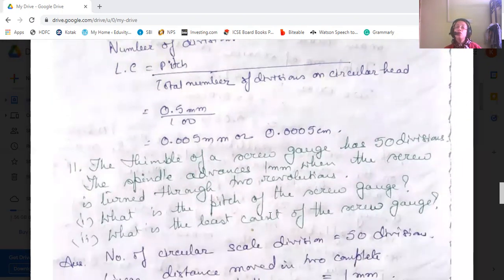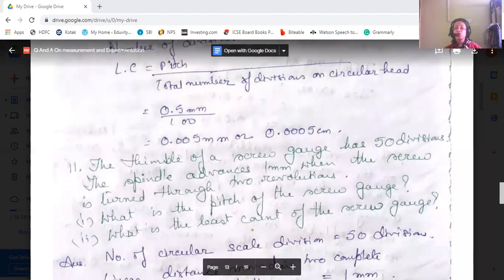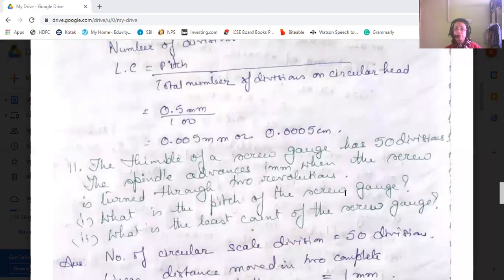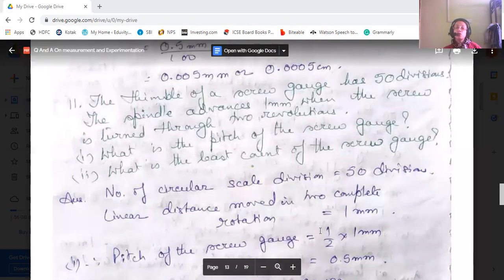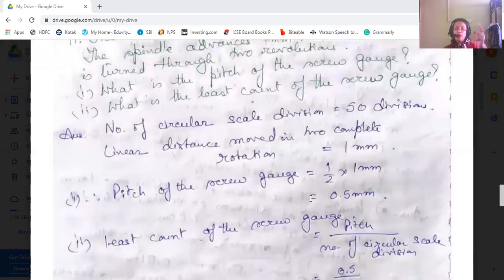Next question is, the thimble of a screw gauge has 50 divisions. The spindle advances 1 millimeter when the screw is turned through 2 revolutions. What is the pitch of the screw gauge and what is the least count of the screw gauge? So the number of circular scale divisions is given as 50. Now the linear distance moved by 2 complete rotations is 1 millimeter. So for 1 revolution, how much will it move? Half of a millimeter, that is 0.5 millimeter.